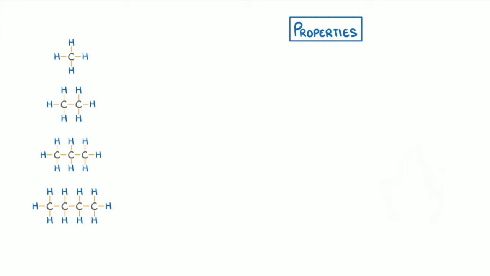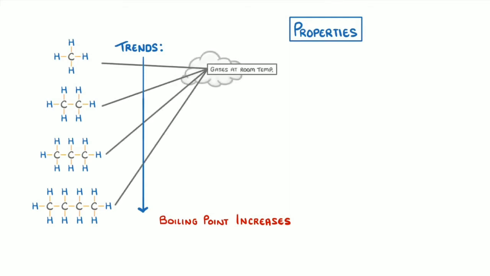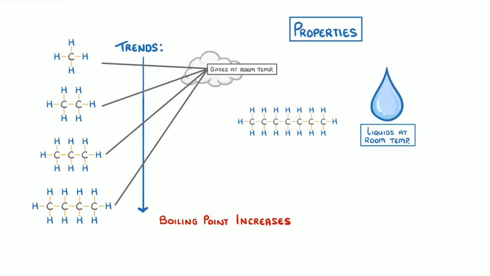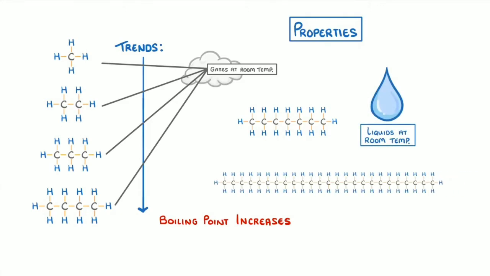Although all alkanes have similar properties, there are trends that you need to know about as the length of the carbon chain increases. The first is that the boiling point increases with chain length. So these four here all have fairly low boiling points, and so exist as gases at room temperature, because they have the shortest chains. However, longer alkanes, with more than 4 carbons, are liquids at room temperature. And if the chains are really long, then they could be solid.